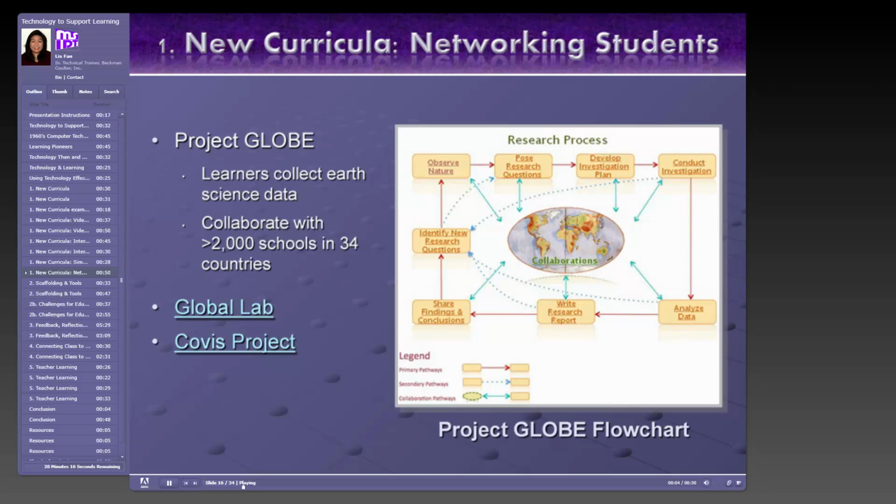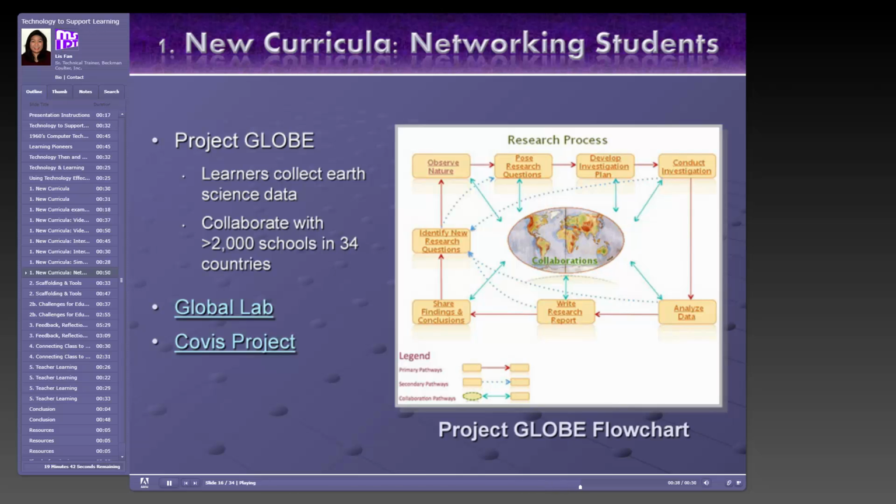Electronically linking students with peers and practicing professionals allows for curricula to be readily available with new technology. A K-12 example of networking students is Project GLOBE, or Global Learning and Observations to Benefit the Environment. This program, where learners collect data in different earth science disciplines, is an international effort to help students learn about their local environments in more than 2,000 schools in more than 34 countries.